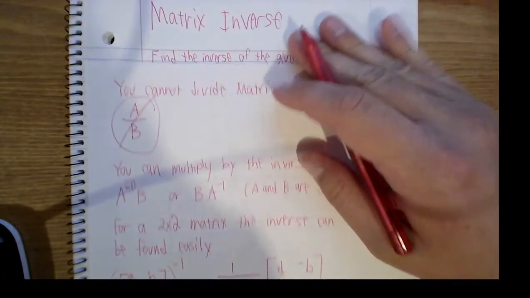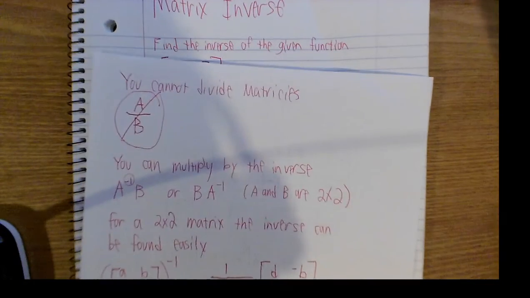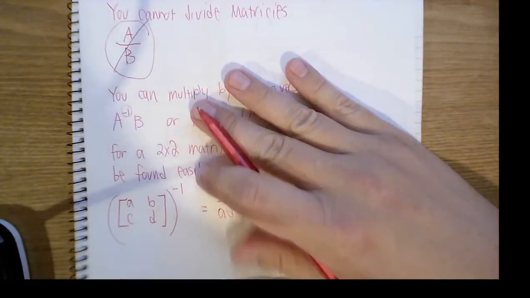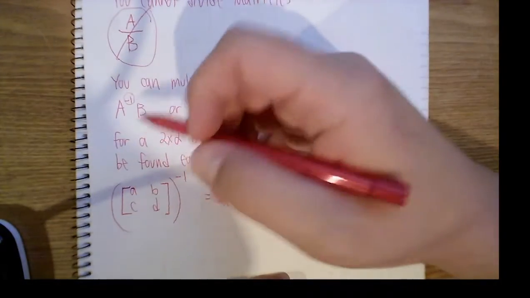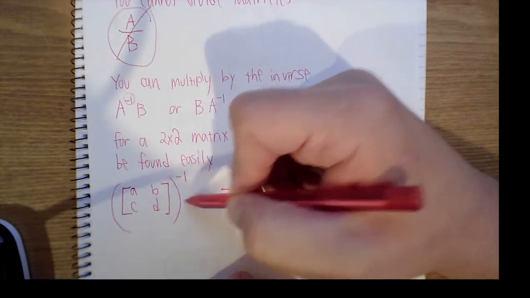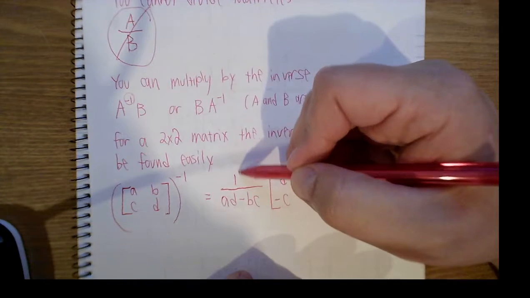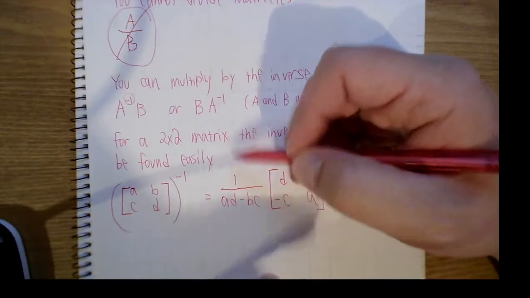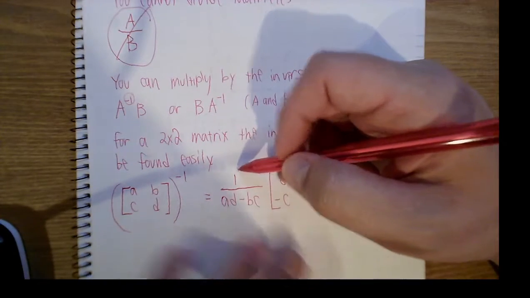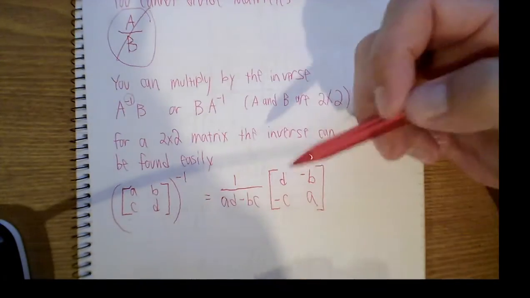Now, the exciting thing is that for a 2 by 2 matrix, the inverse can be found very easily. There's actually a rule here. You see this 2 by 2 matrix with A, B, C, and D, and you want to find the inverse of it. Well, first you find 1 over the determinant. The determinant is simply A times D minus B times C, whatever the elements are in there.